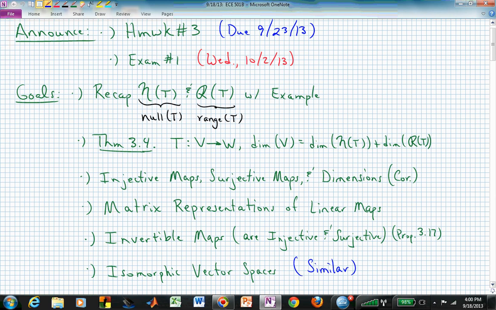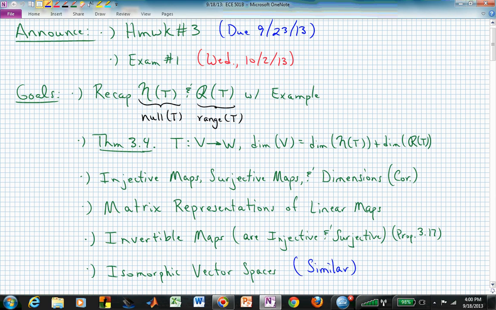Homework number 3 is due on the day that we meet next time. That's Monday the 23rd of September. Exam number 1, that's 2 weeks from today, October 2nd. Just as a reminder, hopefully that's not scaring you too much, but I did want it to stand out a little bit. That's why it's in red.